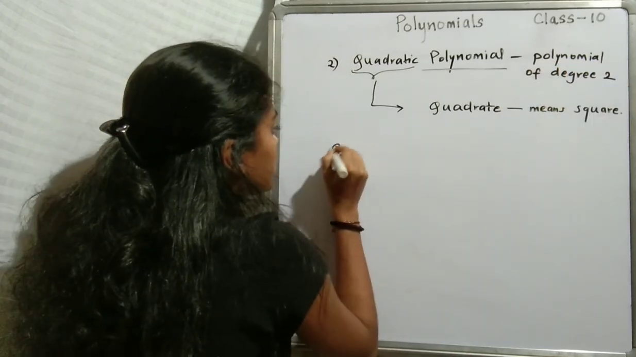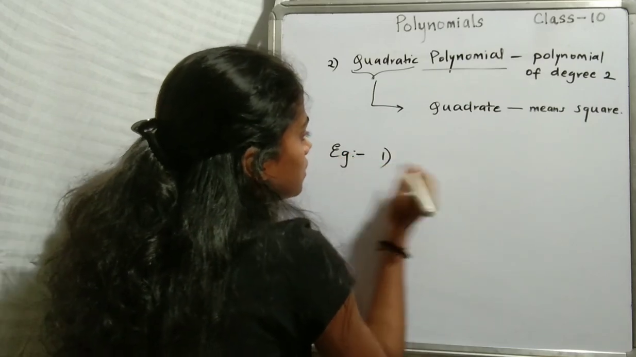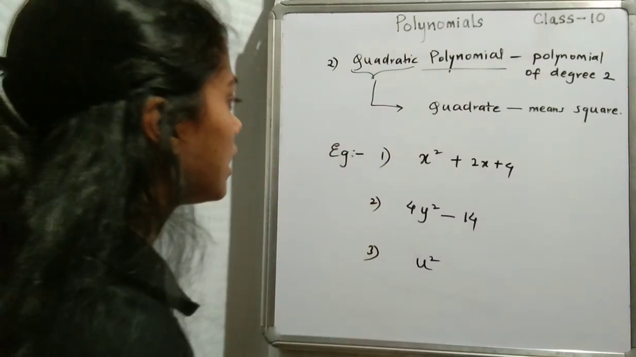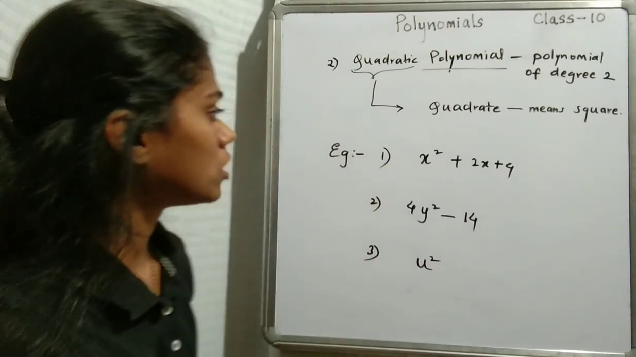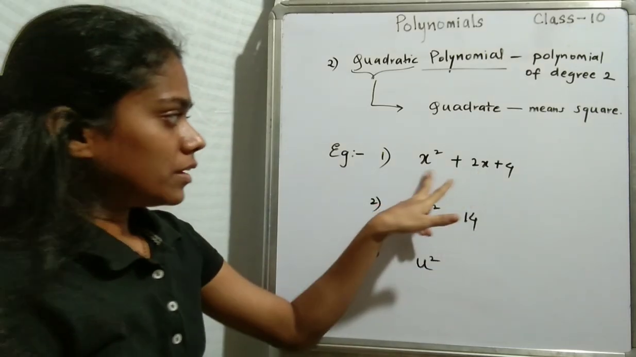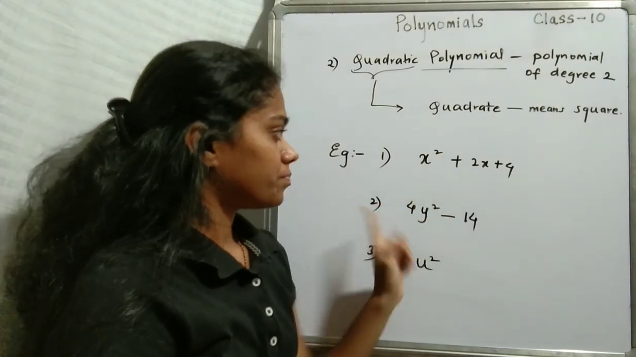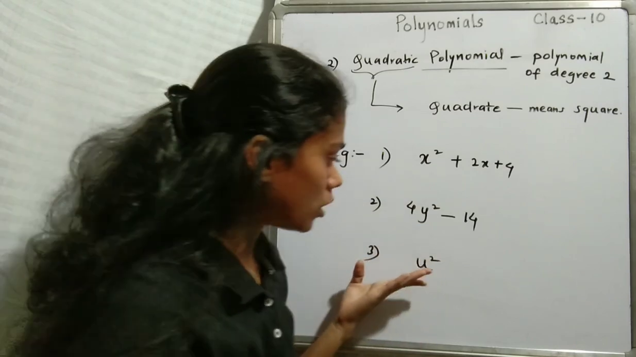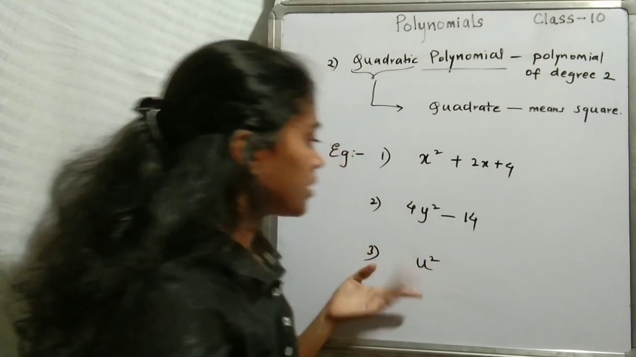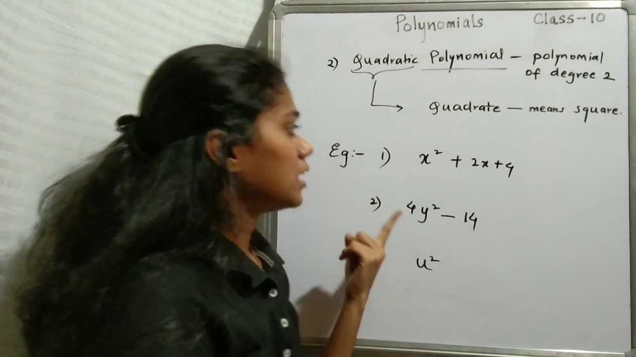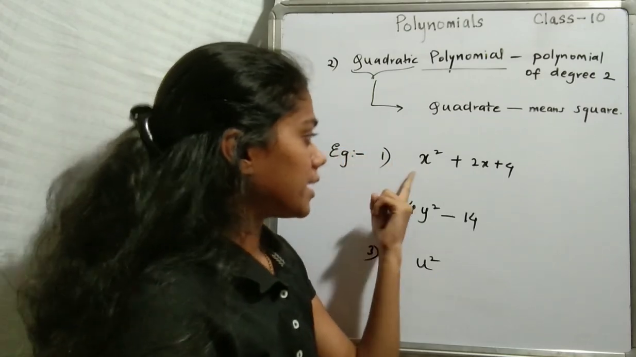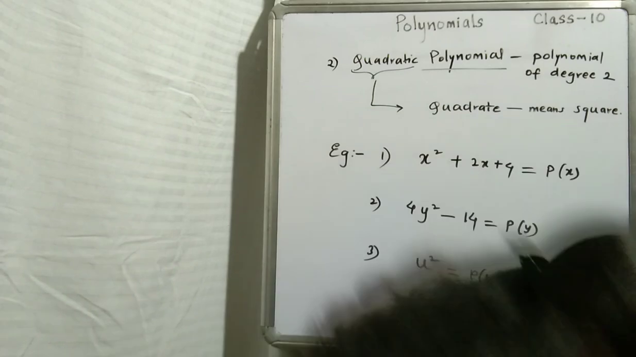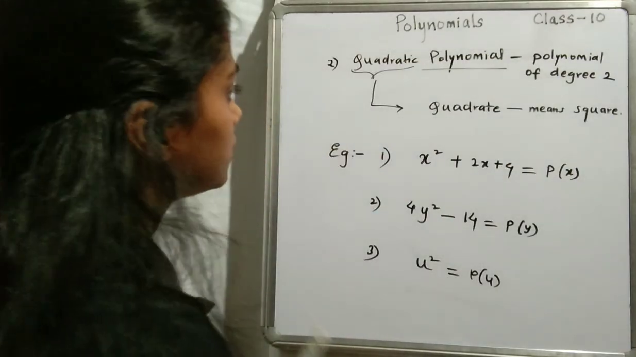So let us see some examples. All these three are examples of quadratic polynomial because the highest power in this is 2, highest power in this is 2, highest power in this is 2. This is a polynomial in variable u, this is a polynomial in variable y, and this is a polynomial in variable x.